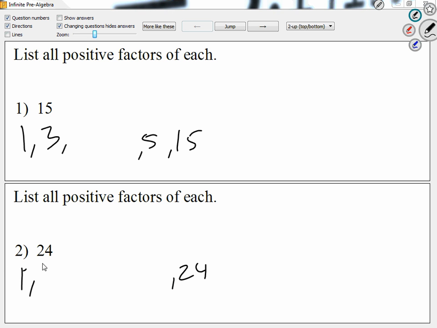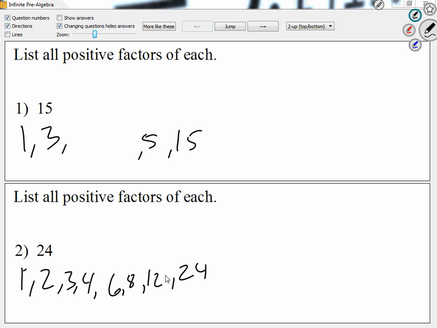After 1 is 2. Is 2 a factor of 24? 2 times what? 2 times 12, okay. After 2 is 3. Is 3 a factor of 24? Yes. 3 times what? 3 times 8, okay. So 3 and 8 are factors of 24. After 3 you get 4. Is 4 a factor of 24? 4 times what? 4 times 6. After 4 is 5. Is 5 a factor? No. After 5 is 6. 6 is on the list, so we're done.